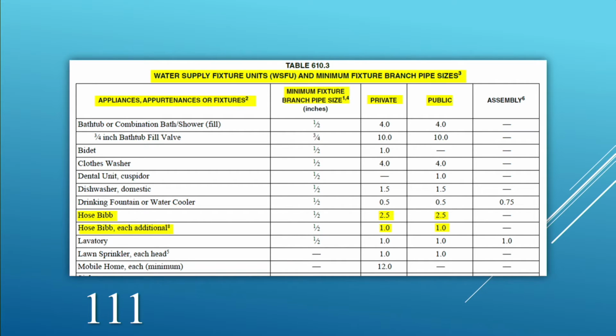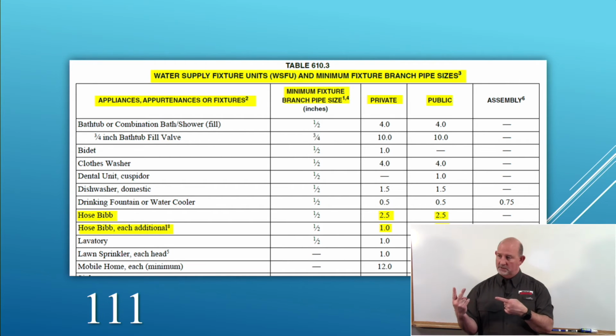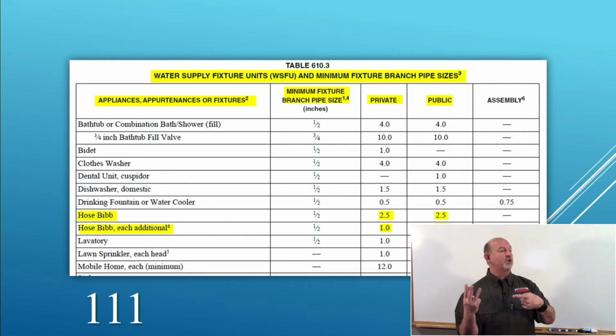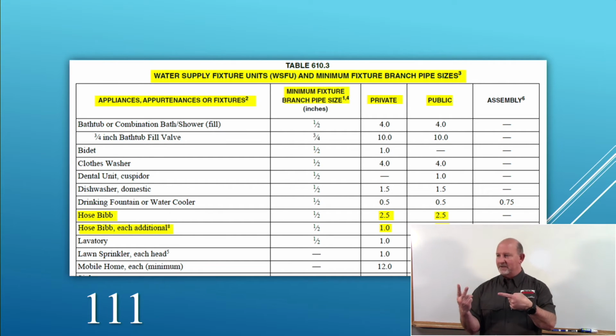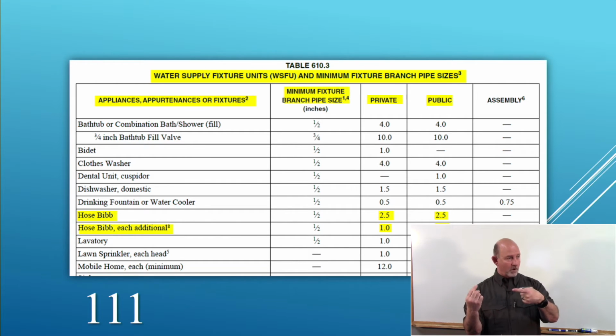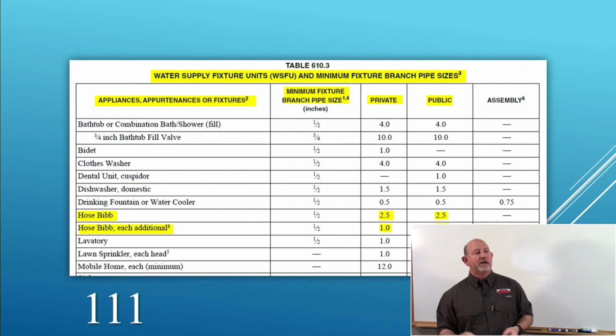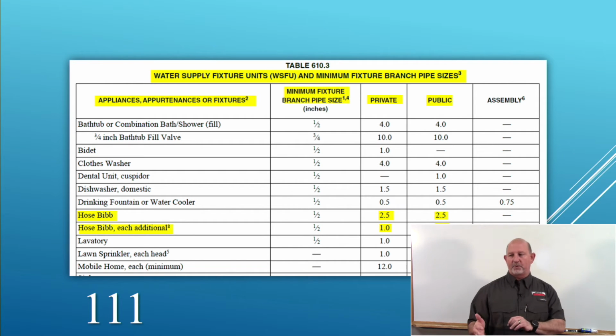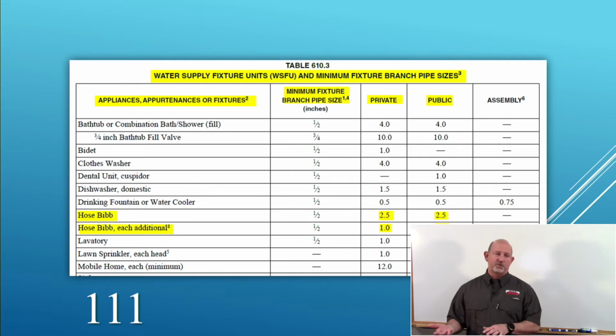Look at the next line below hose bib. It says each additional. So if I've got a water pipe feeding 2 hose bibs, one of them is worth 2.5 and the additional one is worth only 1. If I've got a water pipe feeding 3 hose bibs, one of them is worth 2.5. Do you agree the other 2 are now additional hose bibs? 2.5, 1, and 1, right? So again, one hose bib is always worth 2.5. If you have more than one hose bib, one of them is always worth 2.5 and the additional one's only worth 1. The logic here is I'm probably not going to have all these hose bibs running at the same time. That's the theory.